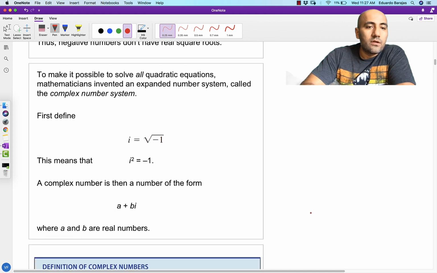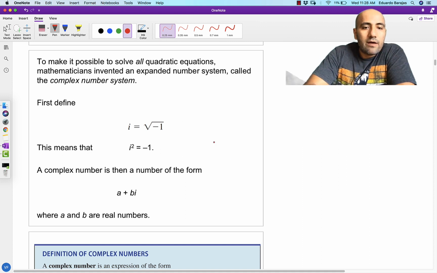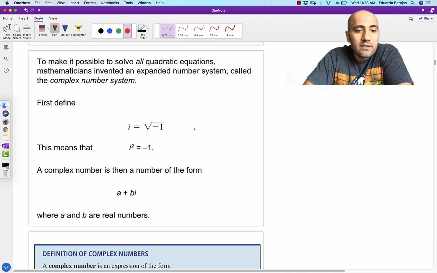Okay, so to make it possible to solve all quadratic equations, including those, mathematicians invented and expanded a number system called the complex number system. So it all revolves around this issue, that we want to take the square root of a negative number. We want to find a value such that when you square it, the answer is negative 1. There's no such value in the real number system. So we created a new number system. We said, okay, well, let's just assume that it can happen. Let's assume this number does exist.